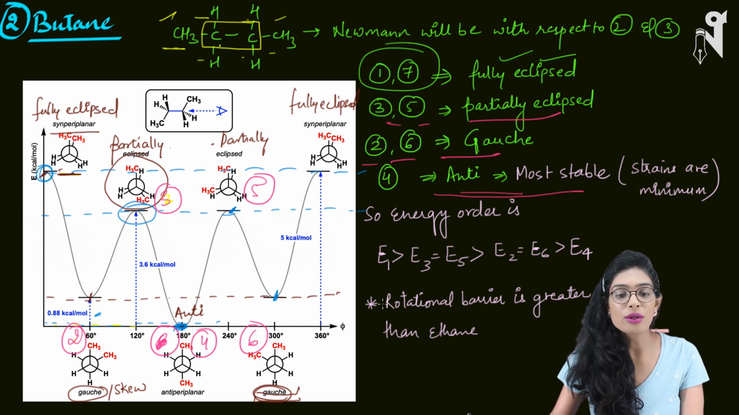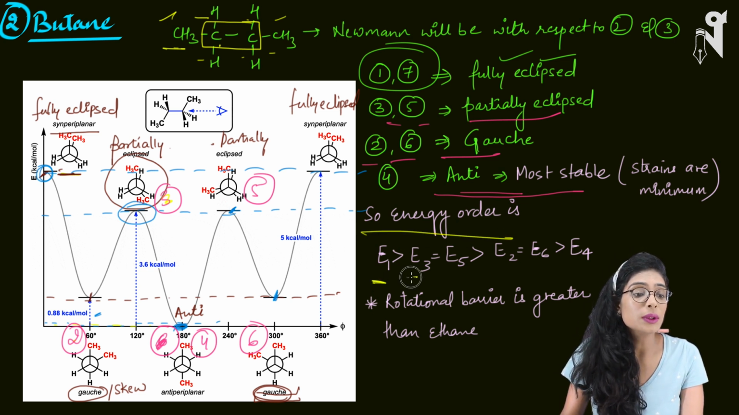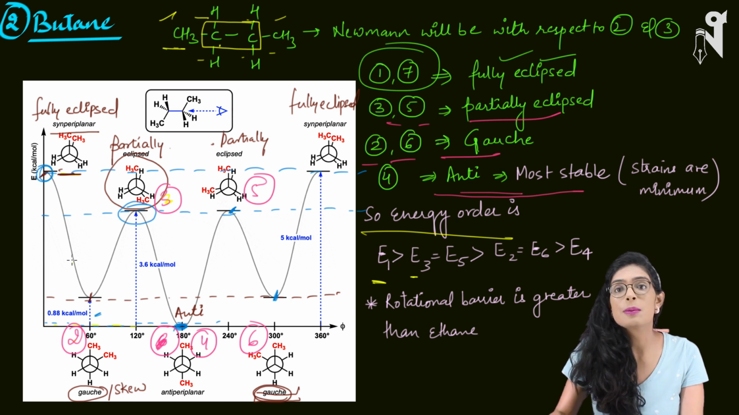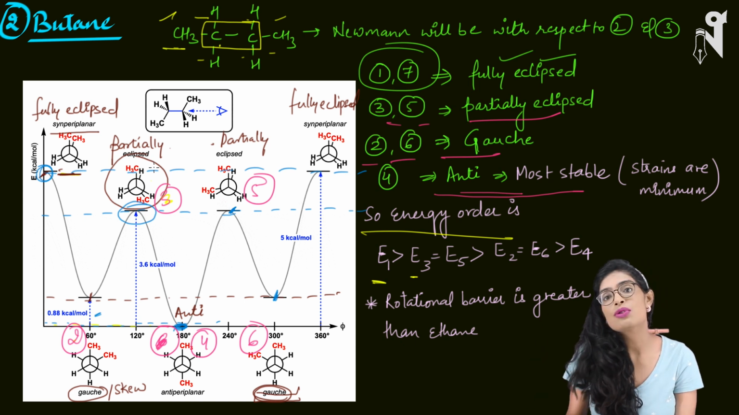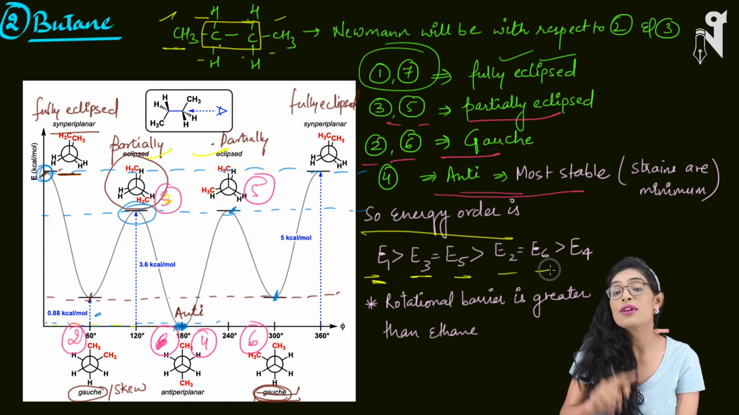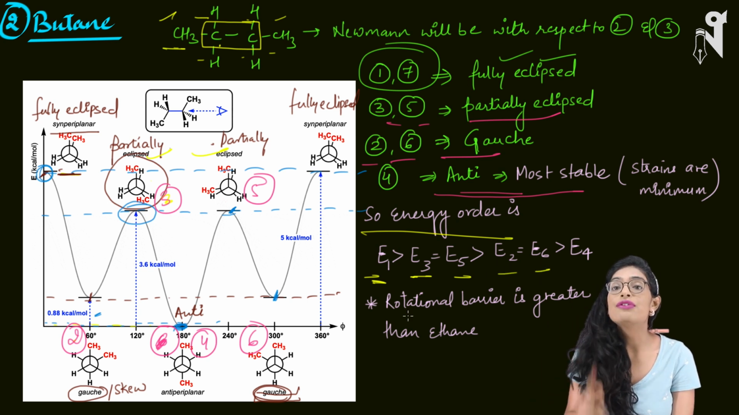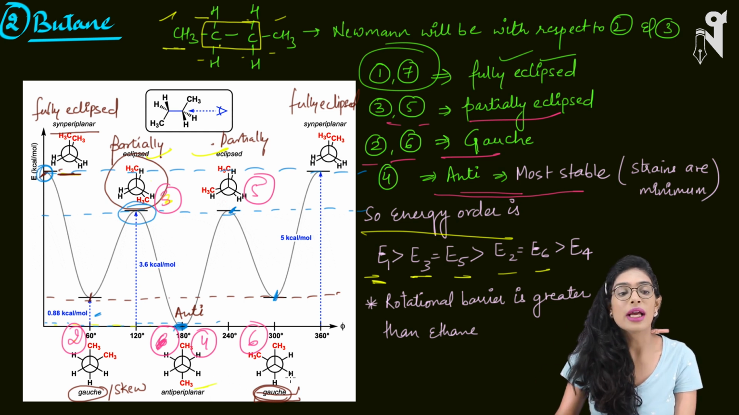So if I try to write the energy order, the first molecule will have highest energy, then comes your third one. Third one is your partially eclipsed, because eclipse will have the higher energies. Then comes your Gauche, and the least comes for anti. So E1 will have maximum energy, then E3 and E5, which are partially eclipsed, will have same energy. Then comes your E2 and E6, which is Gauche, which will have further lesser energy, and E4, which is energy of anti, will be the least energy. So that's how you will write the energy order.